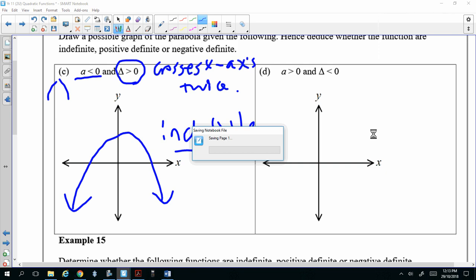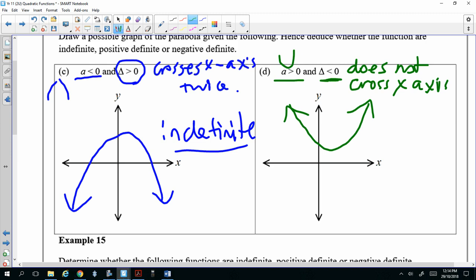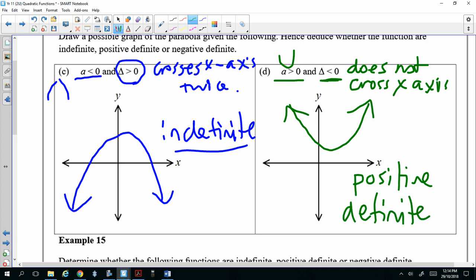Okay, now next one. Okay, let's see. So it's concave up. It doesn't cross the x-axis. So it will look like this. So we say this is positive definite. Now we know how to identify them. Let's do some harder questions.